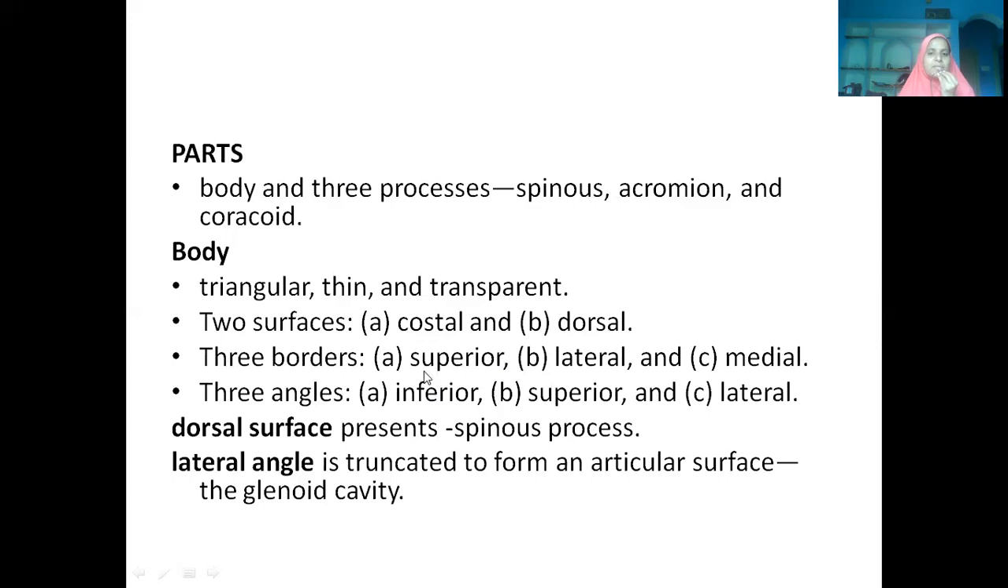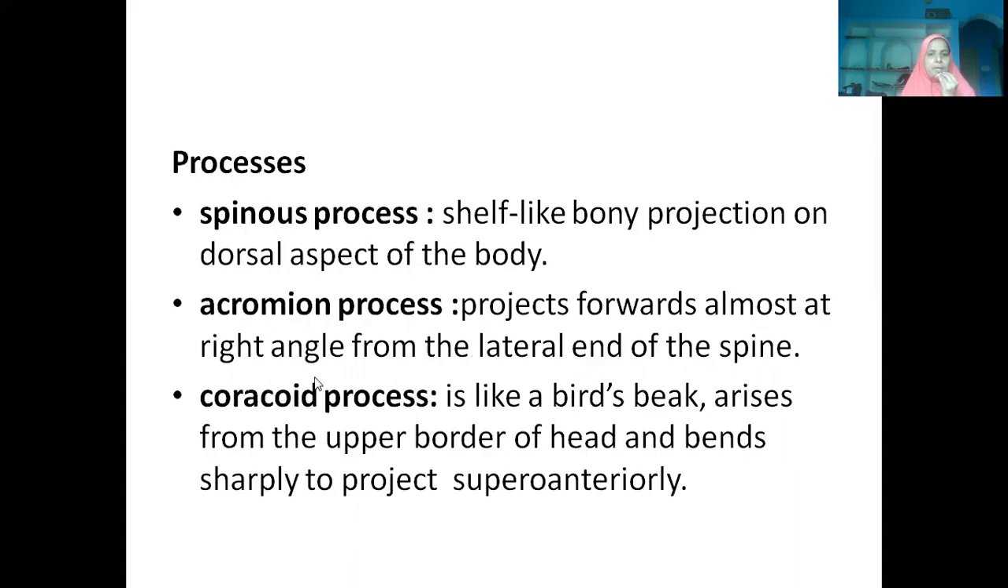What are the borders we saw? Superior border, lateral border, medial border. Three angles we saw: inferior, superior, and lateral angles. The dorsal surface presents the spine, the spinous process. The lateral angle is truncated to form an articular surface. What do we find at the lateral angle? Glenoid cavity. Okay.